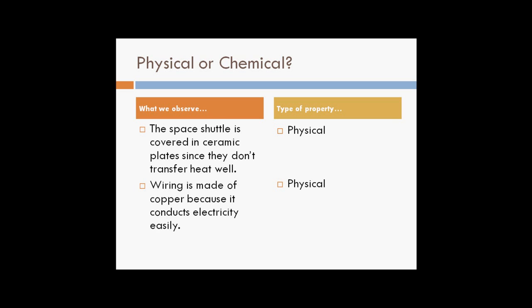Now what about wiring being made of copper because it conducts electricity easily? Well, if you said physical, you would be correct. Once again, we're talking about conductivity. In this case, copper is a good conductor.